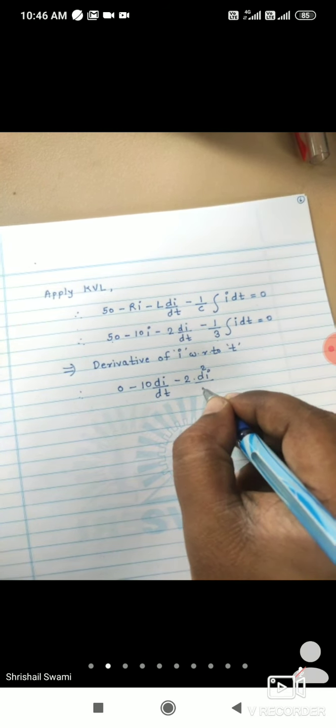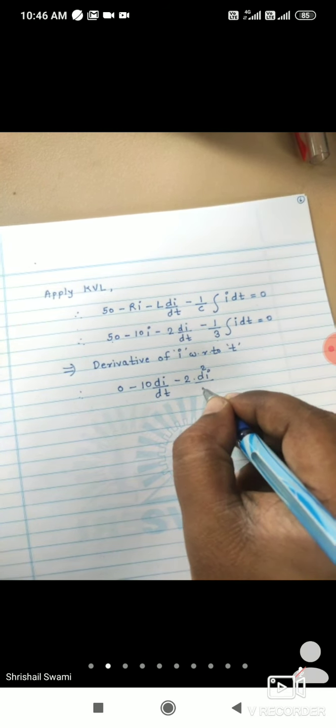Now take the minus common and arrange according to the decreasing order of derivative, that is 2 into d square I divided by dt square plus 10 into di by dt plus 1 upon 3 into I is equal to 0. I want the coefficient of the highest order derivative term to always be 1. So divide both sides by 2.